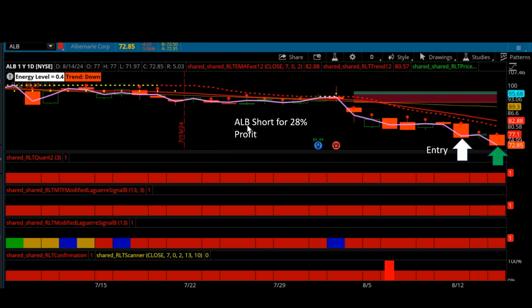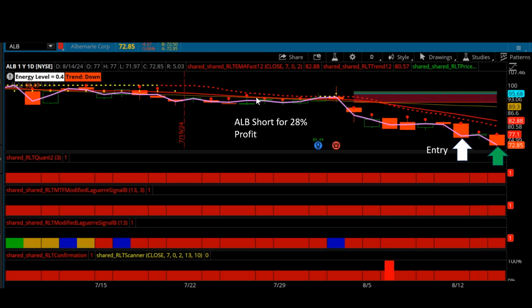This was an ALB short we just took a couple days ago, right here on the 12th of August. We've got 28% profit. We took it overnight. You see this compression. The first thing you notice is everything's red. That tells you immediately the institutions are selling ALB.